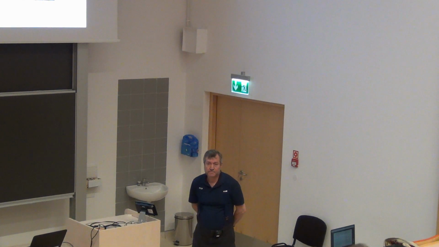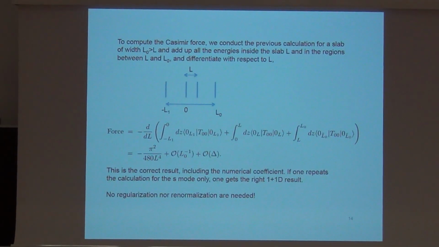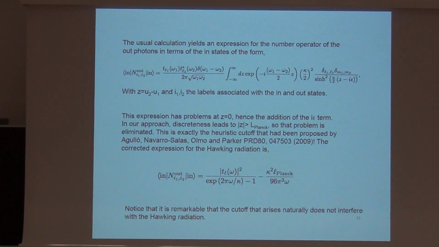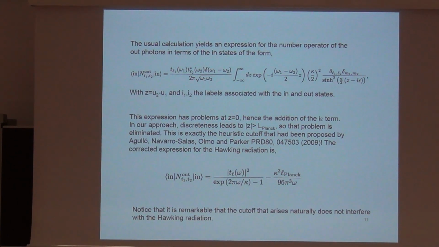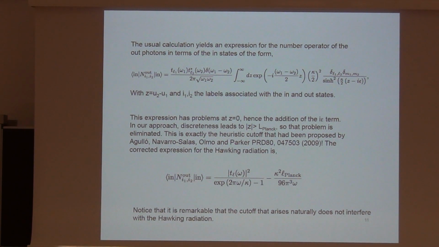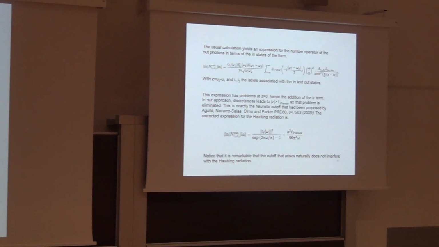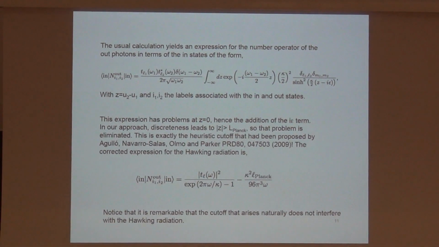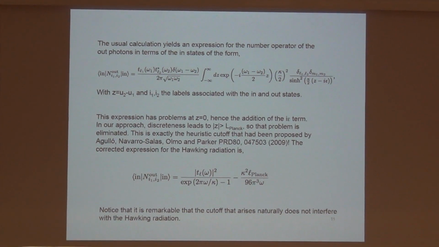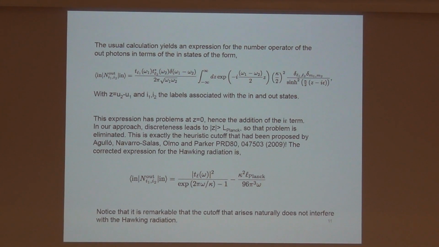Could you show us again this formula for the expectation value of the number operator? It's here. Yeah, so this is the standard formula for the expectation value of the number operator on the vacuum. You take the in vacuum, you take the out n operator, and that gives non-zero normally. There's a bunch of gray body factors, and there's this term here that blows up when z equals 0. And when this becomes discretized, it doesn't blow up anymore, so to speak.